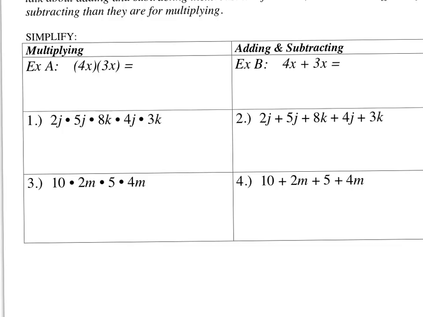For example A, 4x times 3x. Remember, you multiply your coefficients, you multiply your variables, and so we get 12x squared. That one should feel easy. Now let's move to the right side.